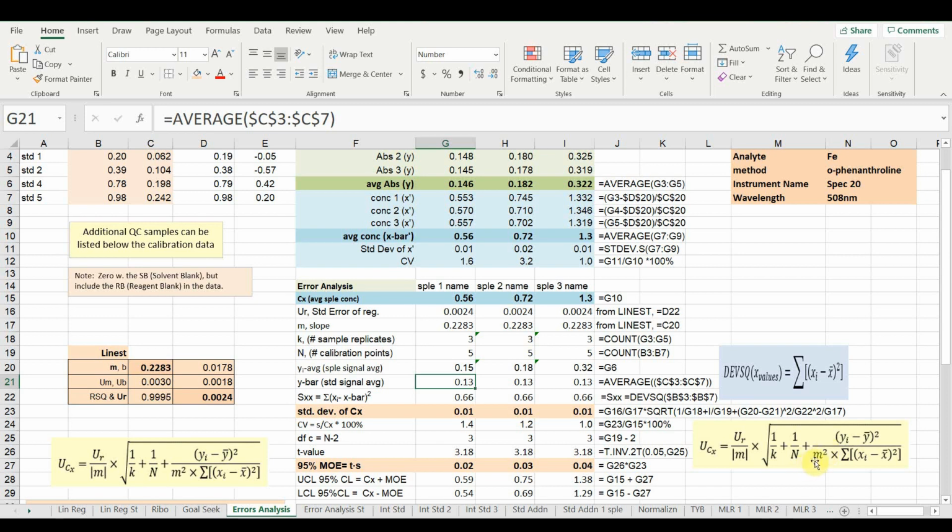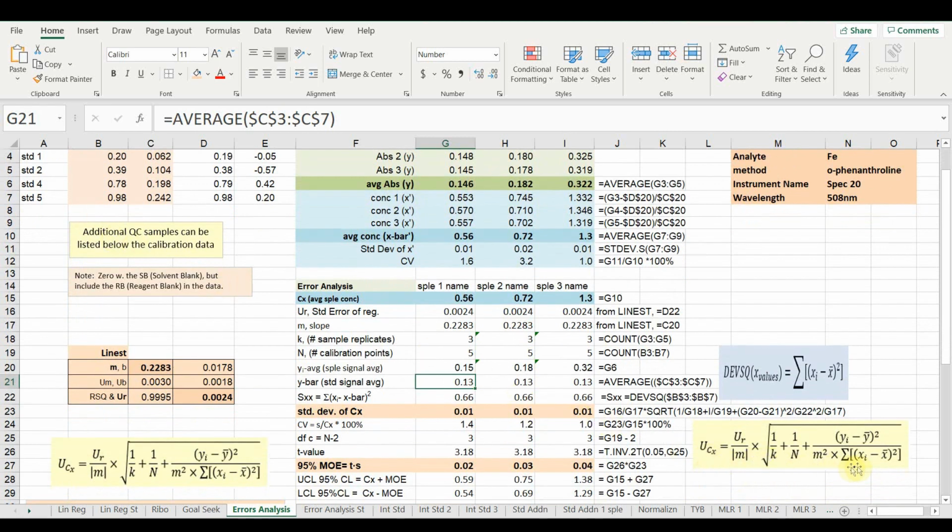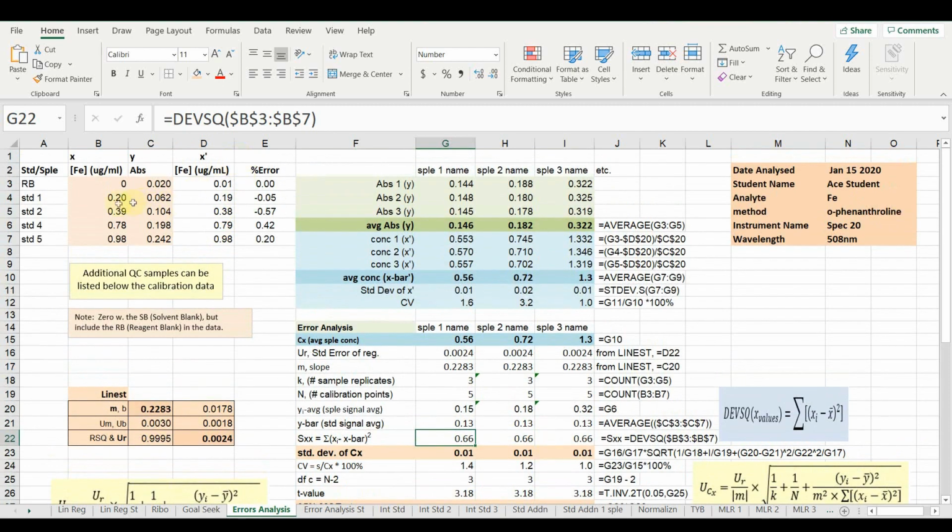We have the slope already, and the last term we need is the sum of the squares of the differences between the individual concentration values x sub i from the average concentration value of the standards, x bar. Now fortunately, Excel has a function that automatically calculates it for us, and it's called deviation squared. So here it is. It's simply equal to deviation squared, and just scroll over all the x values, B3 to B7, and it gives us that value. Simplifies this a great deal. So finally now we're ready to calculate the standard deviation of the forecasted concentration.